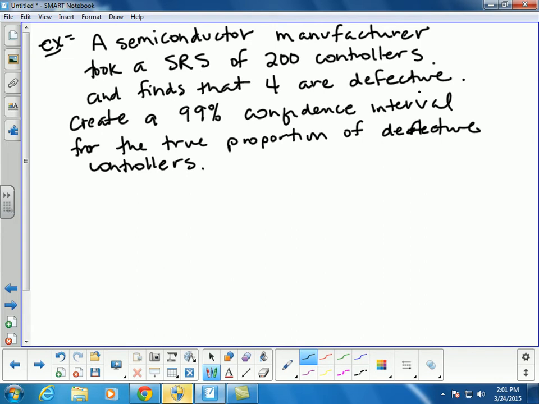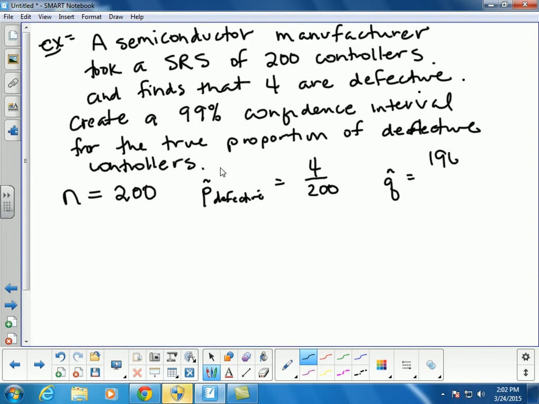Okay, so we're going to start the solution the same way we did before. The first thing we got to know is what's that sample size. That sample size, it says, is a simple random sample of 200, so n is 200. And we know that our point estimate, p hat, for defective is 4 out of 200. That would then indicate that q hat, or the complement of that, is 196 out of 200. So we kind of need to know all that information.